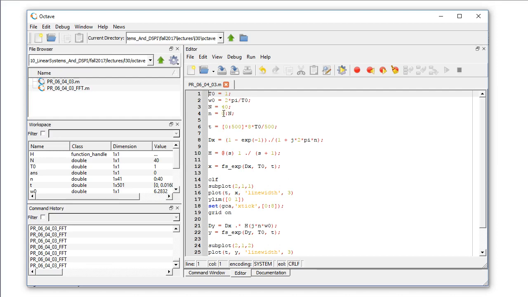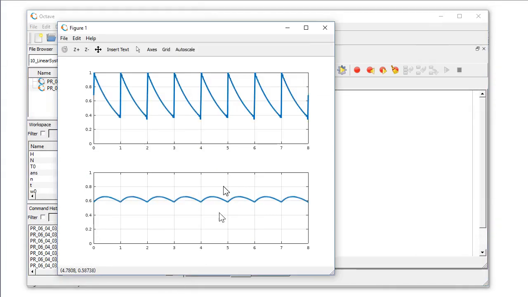So I've created a vector n here that goes from 0 to 40, and then use that to actually calculate both the input Fourier series coefficients and then also evaluate the frequency response at those harmonic frequencies. And then use fs exp to actually do that Fourier series sum, and come up with the input and output. And if we look at the corresponding graph, this is what the input function looks like.